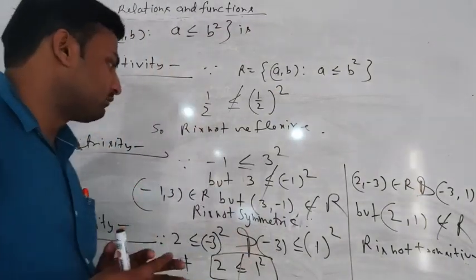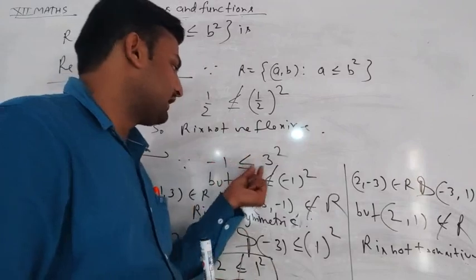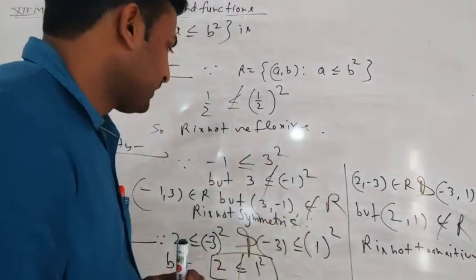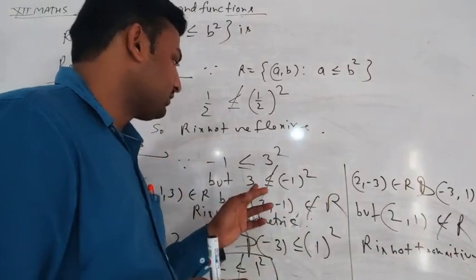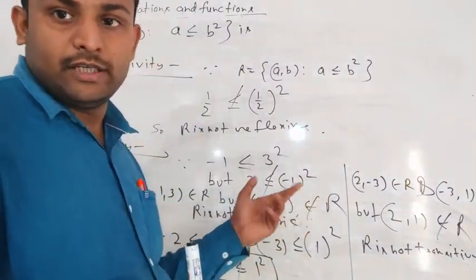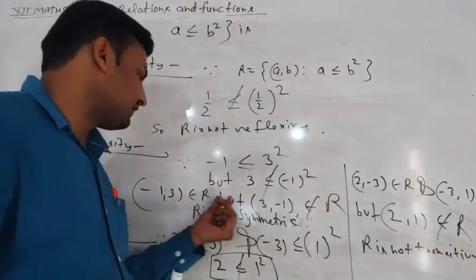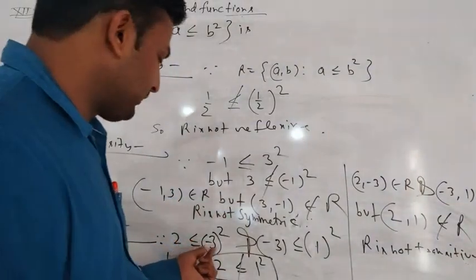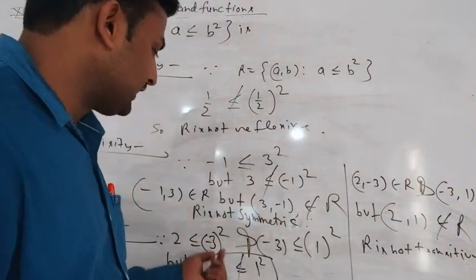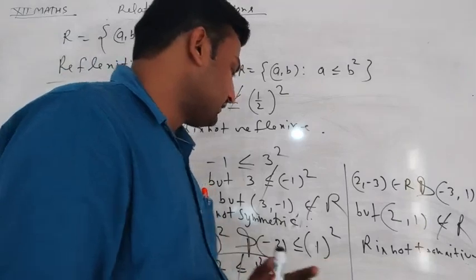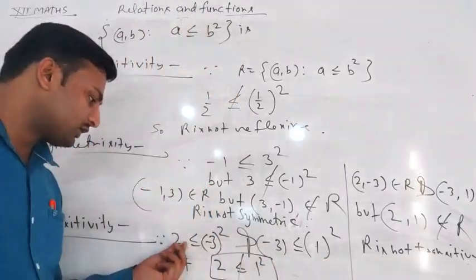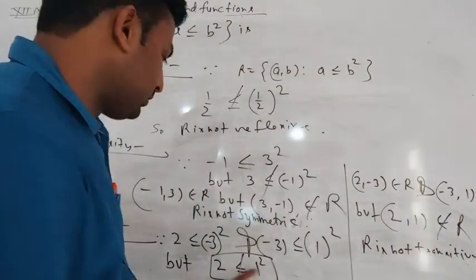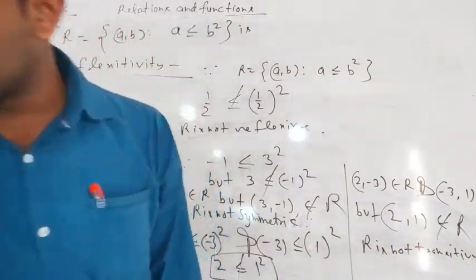And for symmetry, students, we write −1 is less than or equal to 3 squared, but 3 is not less than or equal to (−1) squared. Okay, because 3 is less than or equal to 1 is not possible. So this is not symmetric. Now for transitivity we are taking 2 is less than (−3) squared because 2 is less than 9 and −3 is less than 1. So 2 cannot be less than 1 because 2 is greater than 1. So our R is not transitive. Okay, I hope you understand, students.